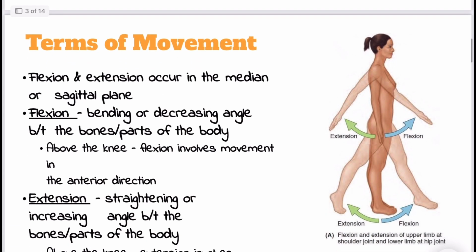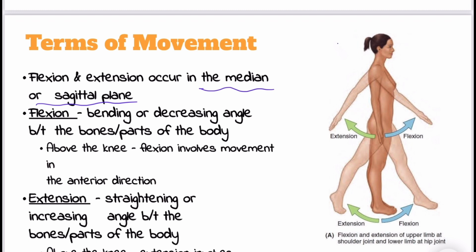So we have flexion and extension. Flexion and extension occur in the median or sagittal plane, and flexion is the bending or decreasing angle between the bones / parts of the body. In this case, above the knee, flexion involves a movement in the anterior direction. Now, extension is the straightening or increasing angle between the bones / parts of the body. And in this case, above the knee, extension involves movement in the posterior direction.